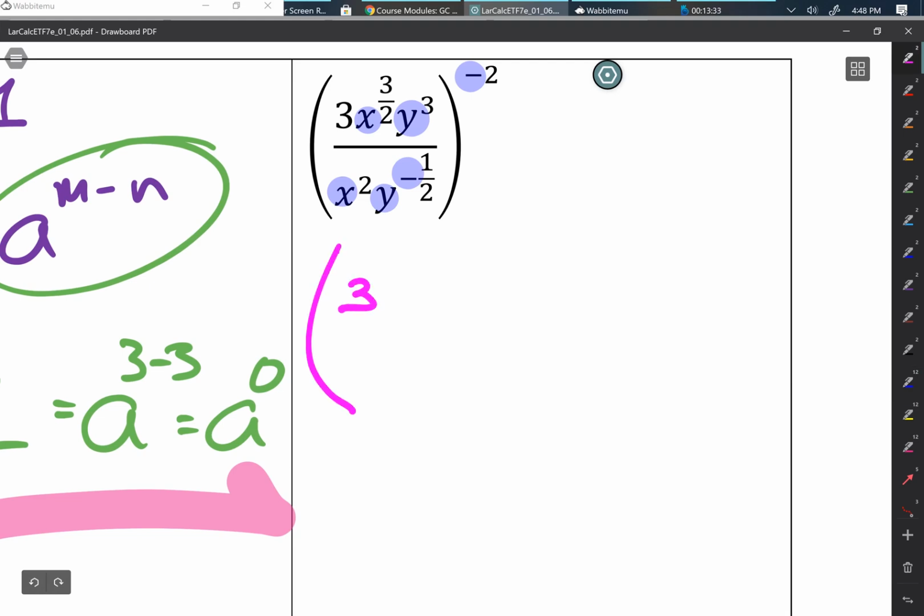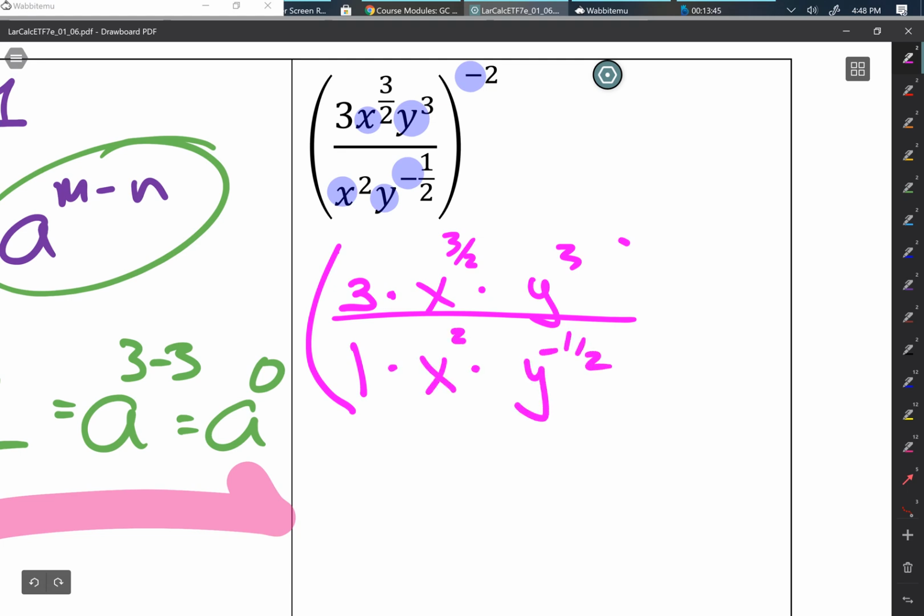I got a 3 times x to the 3 halves times y cubed over 1 times x squared times y to the negative 1/2, and this is all raised to the negative 2. Now you may be wondering why I just did what I did. Well, I wanted to rewrite this so I could see everything that's going to play together. The 3 and the 1 play together, the x's play together, the y's play together. And now I can simplify each multiplier, and once I'm done simplifying inside of that set of parentheses, I can deal with that negative 2.